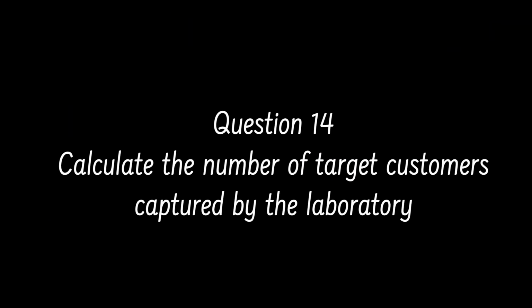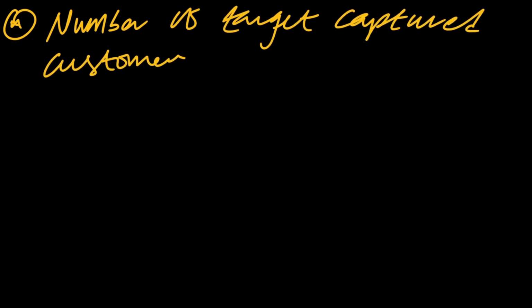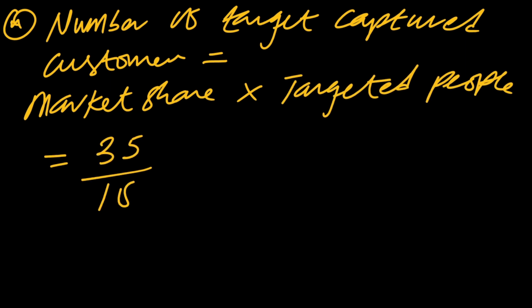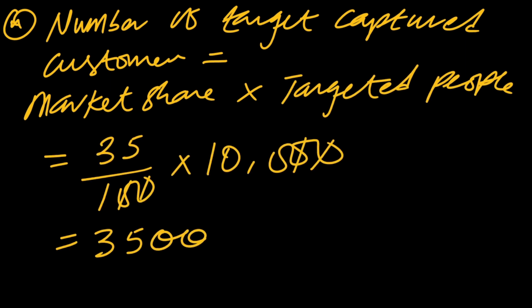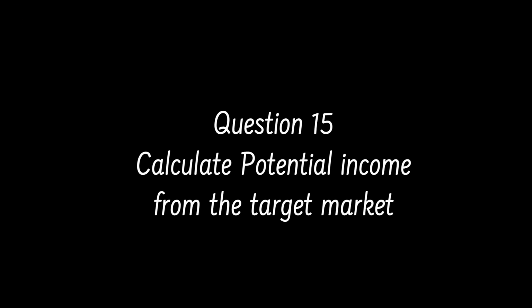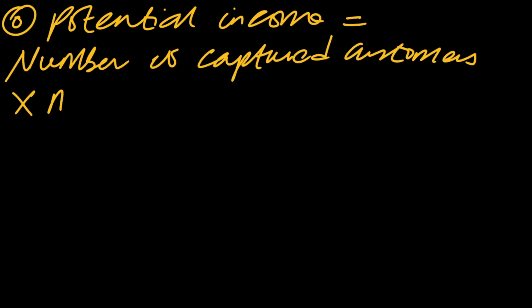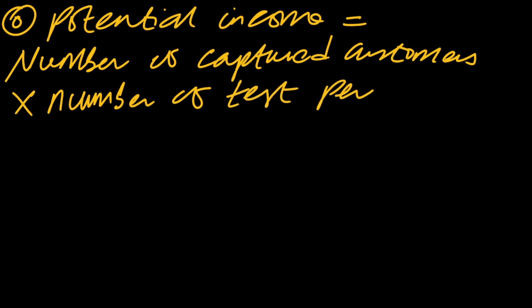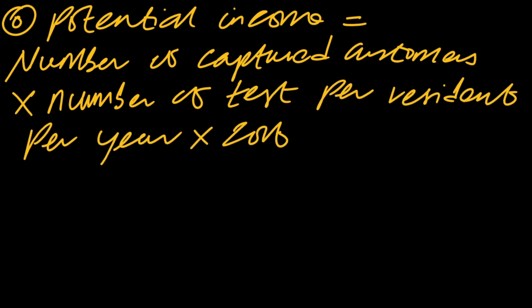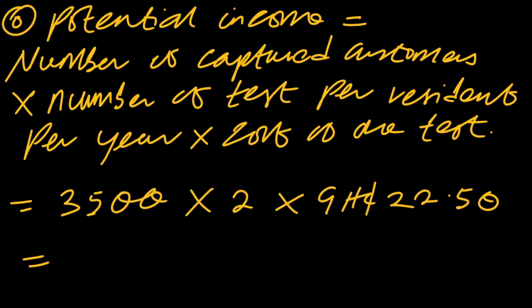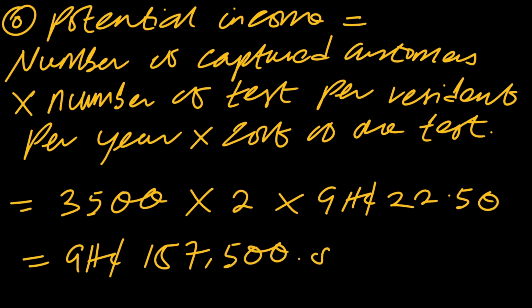Question 14. Calculate the total number of customers captured by the laboratory. That is equal to the market share multiplied by the targeted customers. That is 35% multiplied by 10,000, which is equal to 3,500 captured customers. Question 15. Calculate the potential income from the captured targeted customers, which is equal to the total number of captured customers multiplied by the number of clinical tests per year per patient multiplied by the cost of one test. That is 3,500 customers multiplied by 2 multiplied by 22 cedis 50 pesewas, and the total amount is equal to 157,500 Ghana cedis.